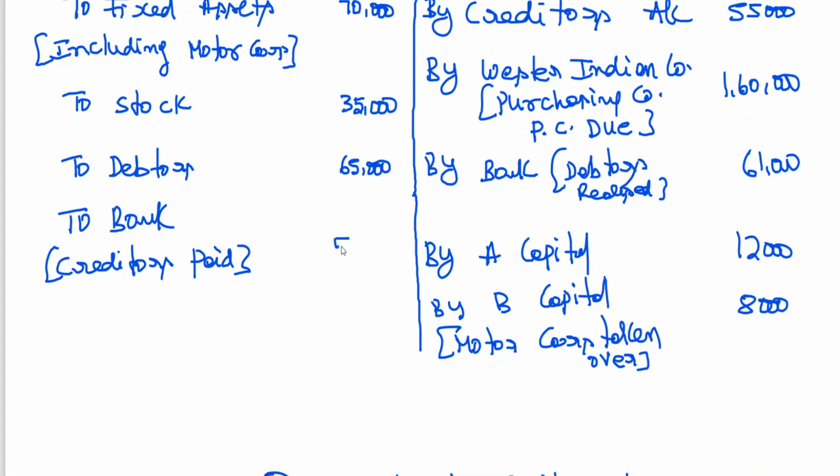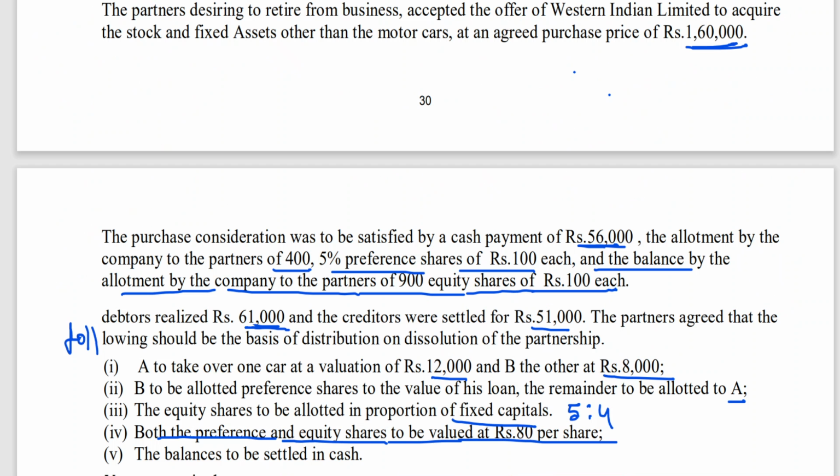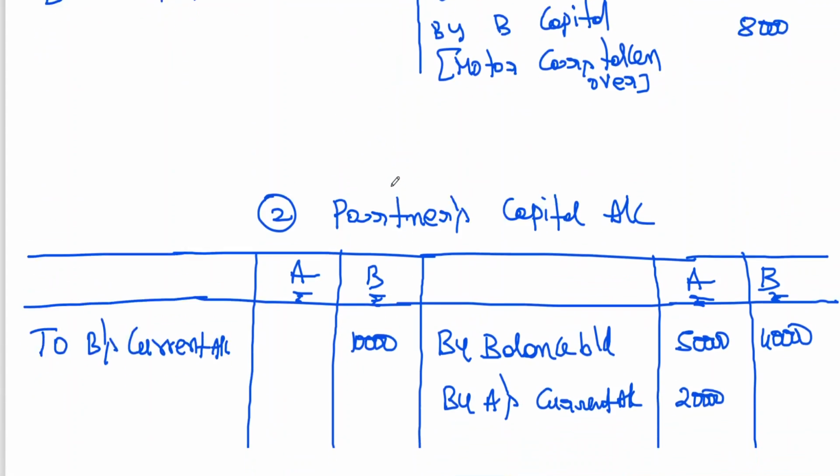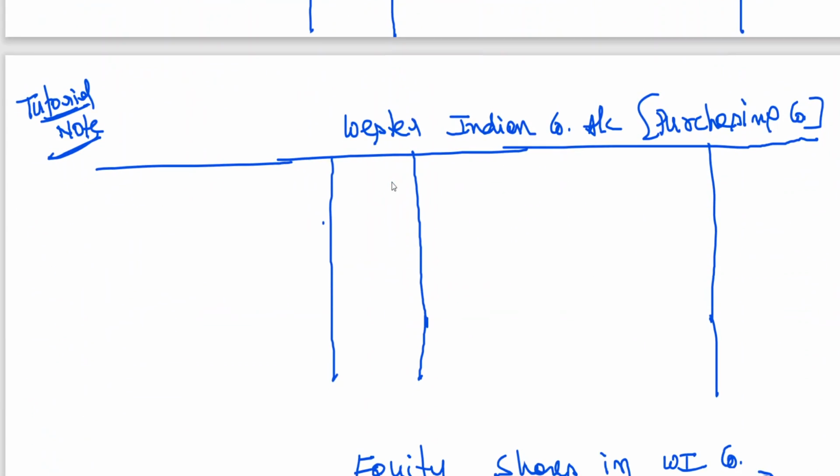To bank, Kratos paid 51,000. That's it. Now we can close which account? Realization account. Before closing, let me go for the posting of these items. I have already opened Western Indian Company account. In Western Indian Company, I will be writing to realization account.